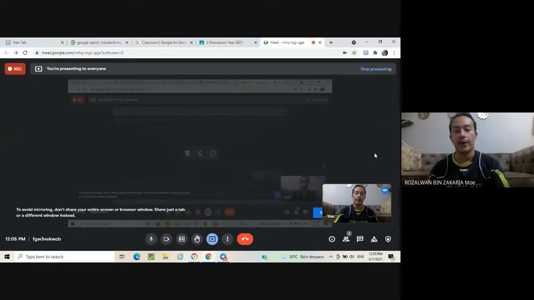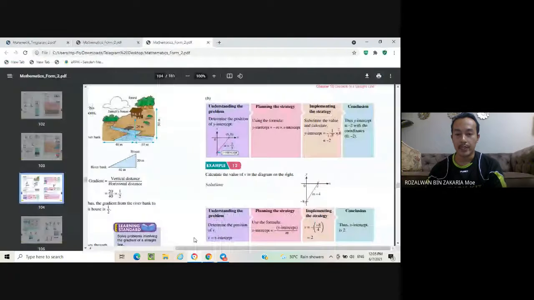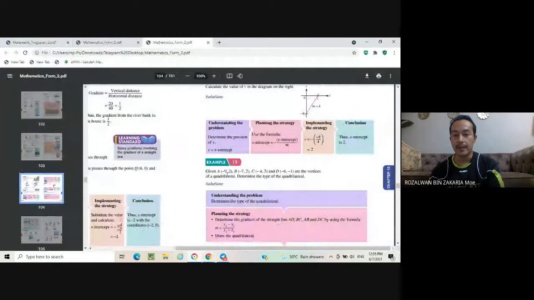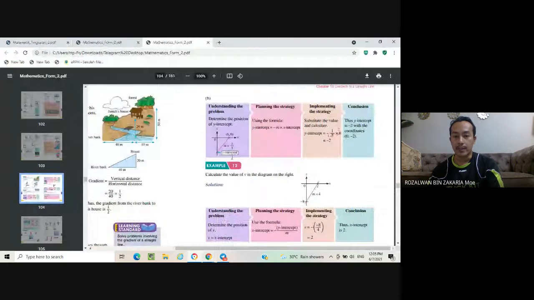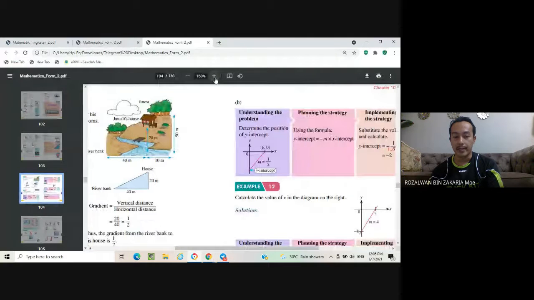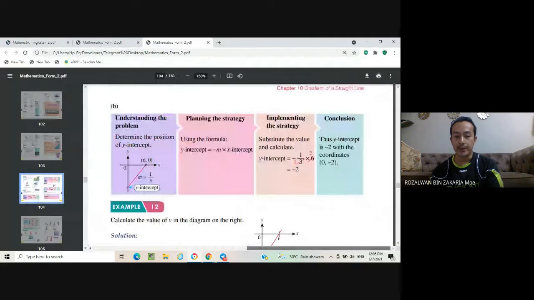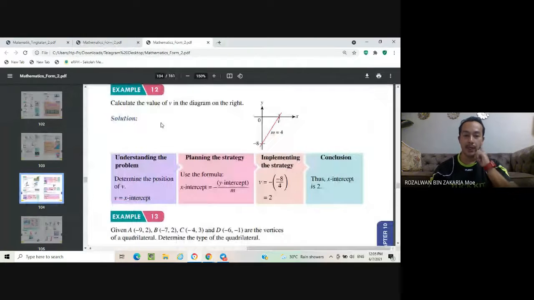Alright. So for our class today, I would like to continue our lesson still on the gradient of the straight line. Alright. So we are going to discuss this example 12, from your math textbook. So you can refer also in your math textbook. Okay, so example 12 question is: calculate the value of V in the diagram on the right.